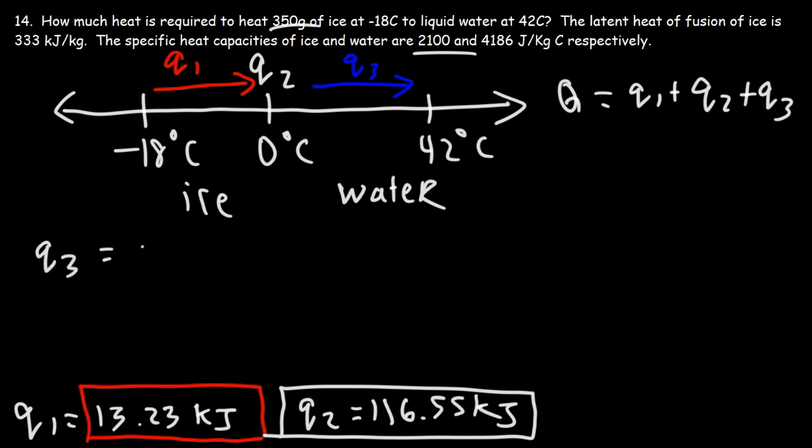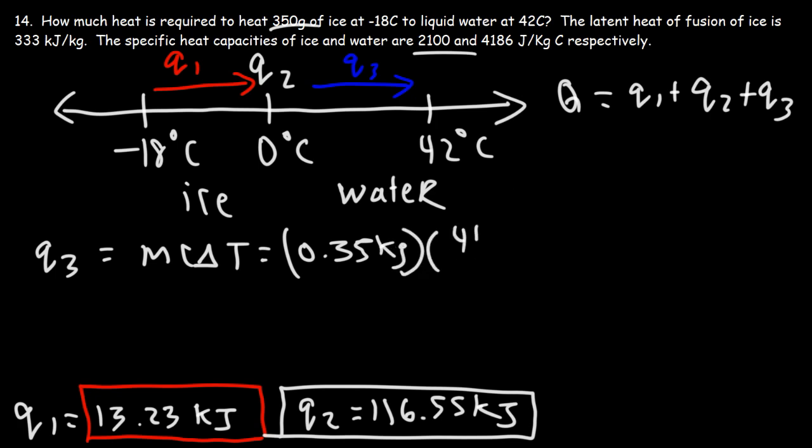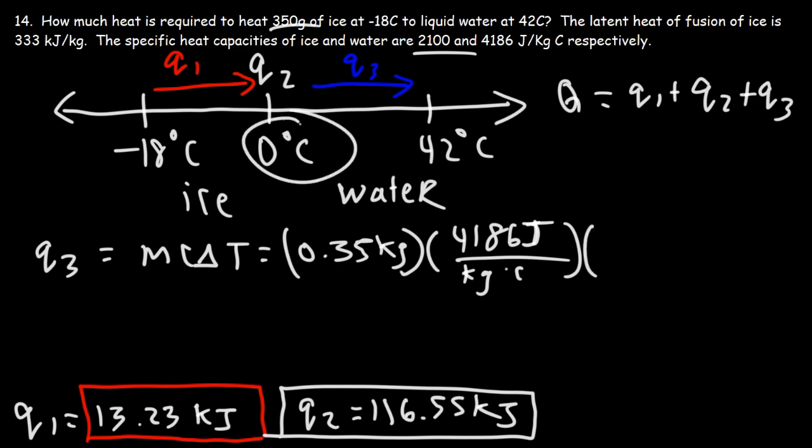So now we need to calculate Q3. That's a temperature change problem. We're going to use this formula again. The mass is still going to be 0.35 kilograms. The specific heat capacity of water is 4186. This is joules over kilograms times Celsius. And the change in temperature, we're going from 0 to 42, so that's a change of 42 degrees Celsius. The unit Celsius will cancel and kilograms will cancel, giving us the unit in joules.